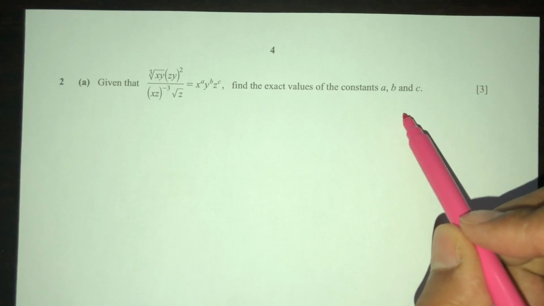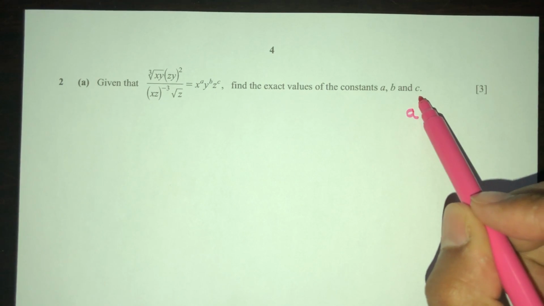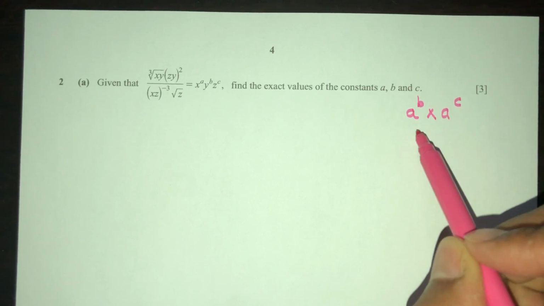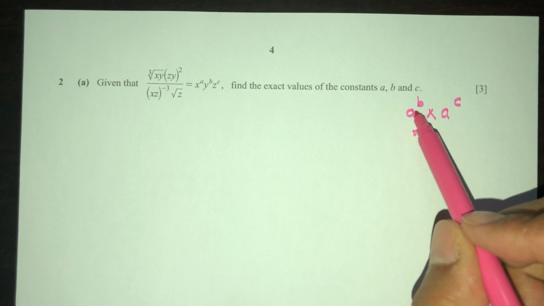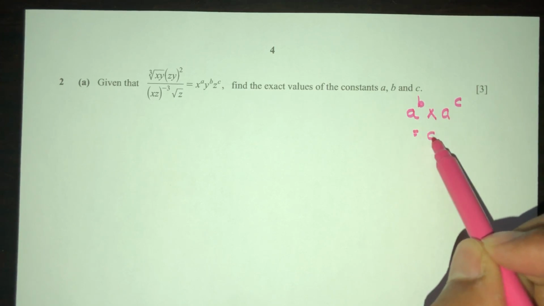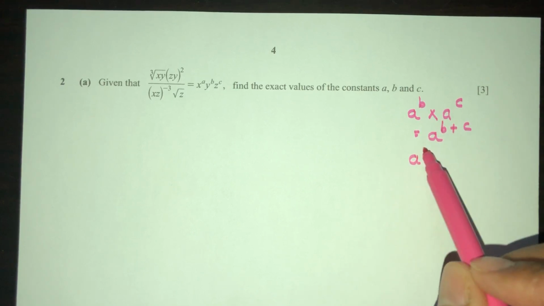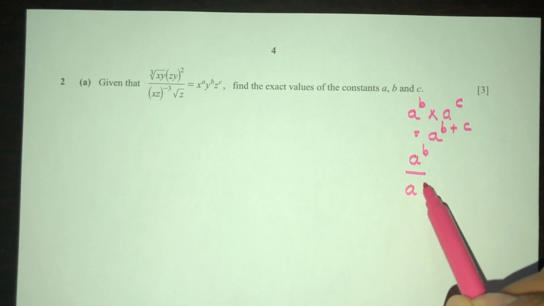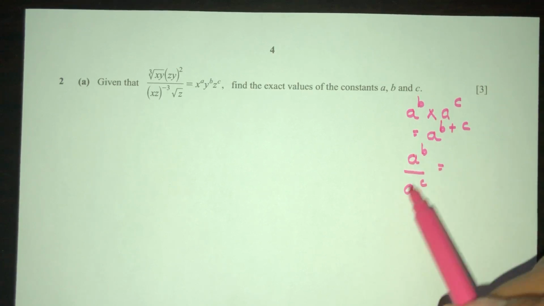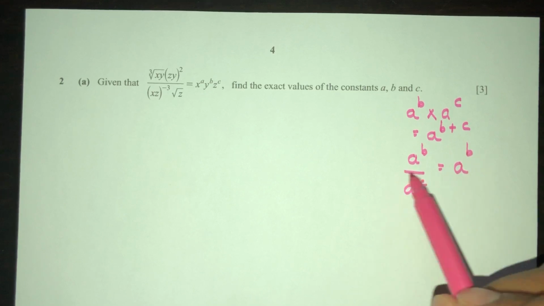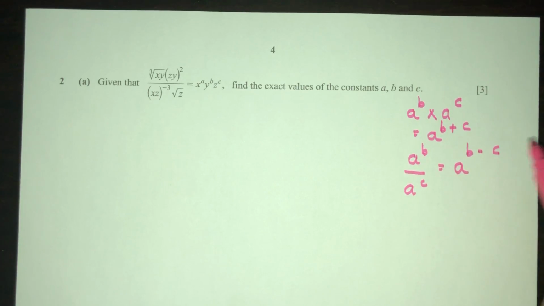For example, let's say we have A power B multiplied by A power C. Since they have the same base, we can add the powers together. So if the base is the same and we multiply, it will be A power B plus C. Let's say we have A power B divided by A power C. Because the base is the same, we can combine them together. That will be A, and here we'll have B, and because we divide, that will be minus the power C. So this is one of the simplest laws we have to learn, the laws of indices.